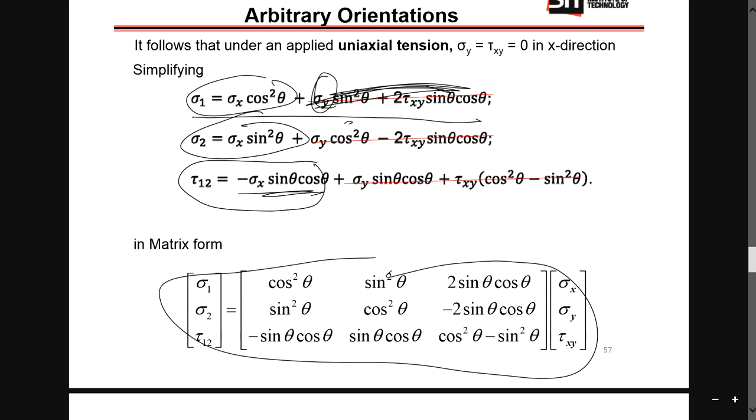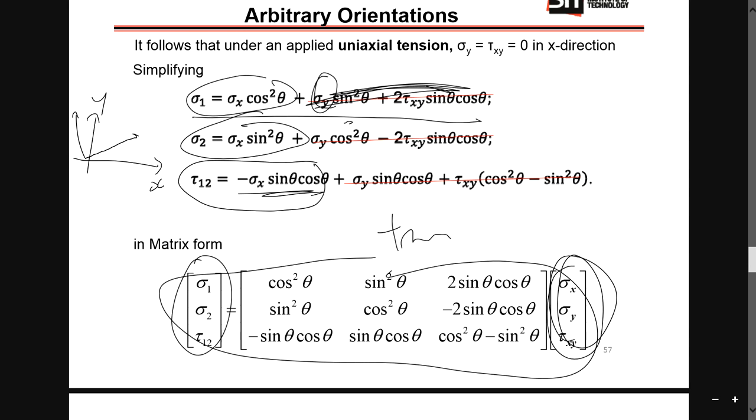This one is a transformation because you're transforming the xy direction to the 1, 2 direction. So the x and the y is this direction, the 1, 2 is this direction. You are transforming by this angle theta, which is why we have this angle over here. Once you have transformed, you can find the stress in the 1 direction, stress in the 2 direction, and shear stress in the 1, 2 direction.